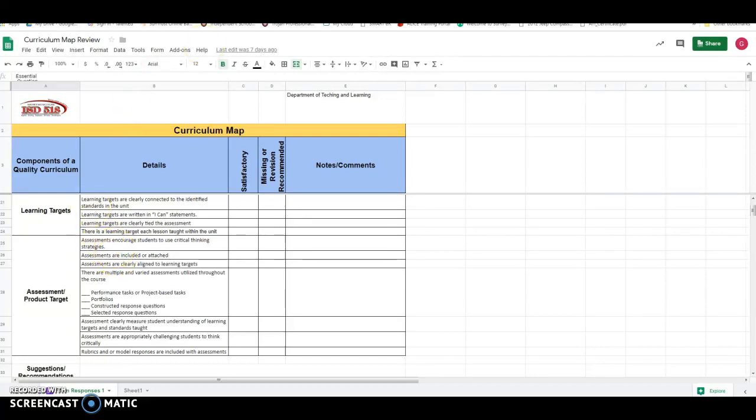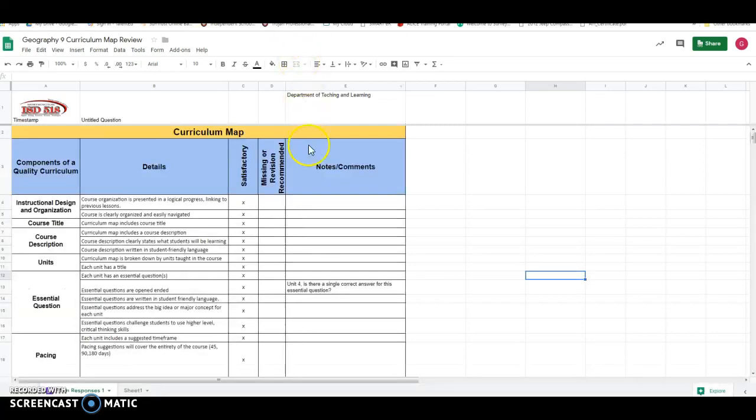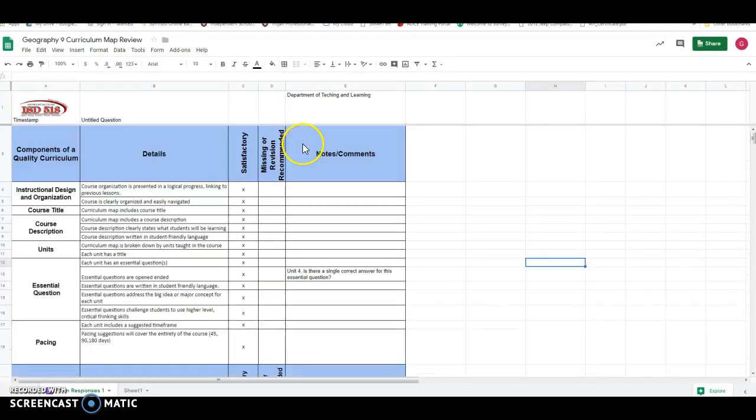And then the last thing I wanted to show you is one that was developed. What it does is take you through to show what it looks like when I go through and review. So you can see that you get the different parts in here. Each unit has a title. They're all there. They're all included.